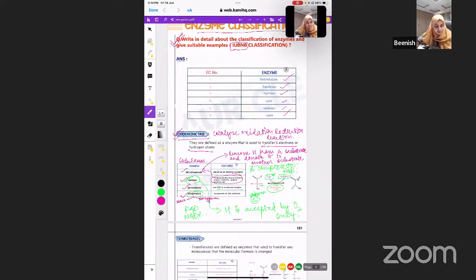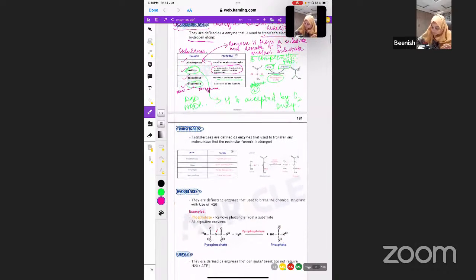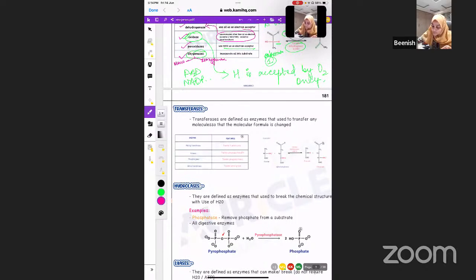Now we're going to talk about transferases. These are enzymes that are used to transfer a molecule so that the molecular formula is changed. What is happening? Your transferases, in simple words, transfer a functional group from one substrate to another. And in doing so, the molecular formula is going to change.